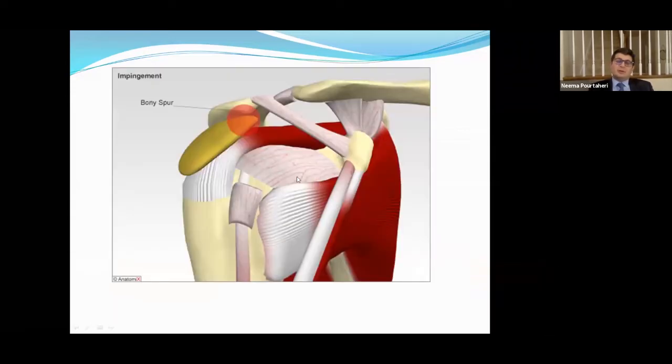This is a picture in an animation of a bone spur. This is the roof of the shoulder called the acromion, which is part of your shoulder blade. And here you can see a bone spur on the undersurface. This bone spur, as you can see, if one were to lift their arm, can rub against the underlying rotator cuff and cause either a partial or full thickness rotator cuff tear.